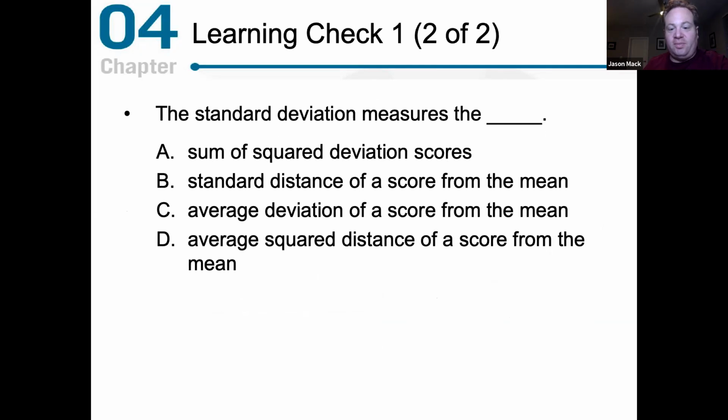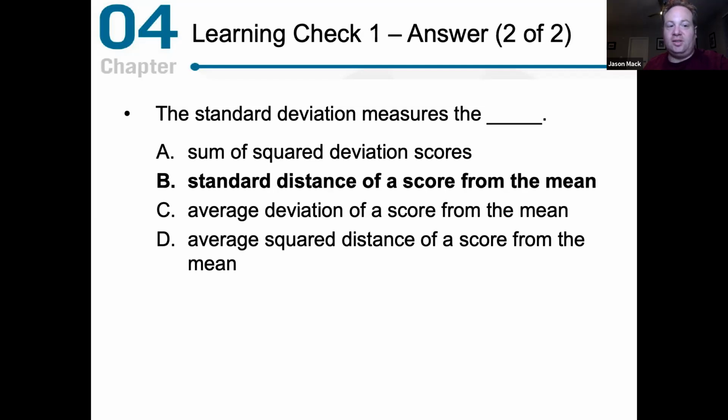The standard deviation measures what? A sum of the deviation scores, a standard distance of a score from the mean, an average deviation of a score from the mean, or an average squared distance of a score from the mean. And that is it: the standard deviation measures the standard distance of a score from the mean.